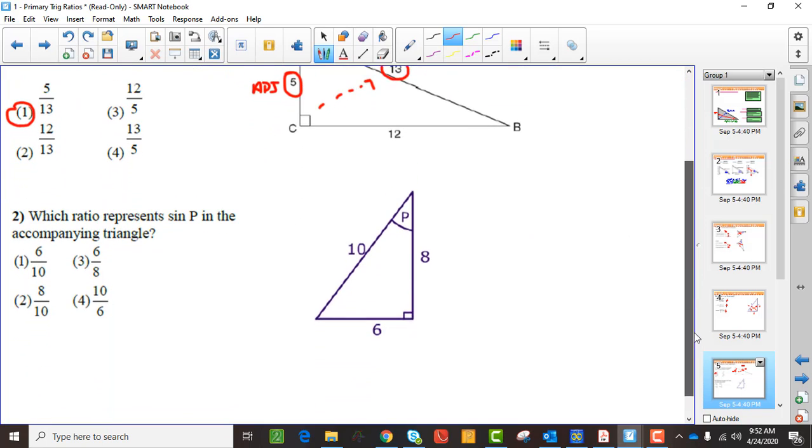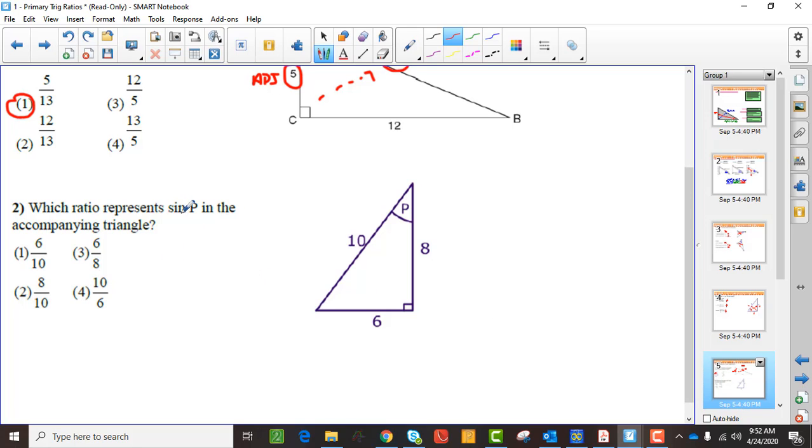If you look at this question, it says which represents sine of P? Sine is the SOH in SOHCAHTOA, so I'm looking for the opposite side to P, which is here, and the hypotenuse, which is across from the right angle. So the sine of angle P is going to be opposite over hypotenuse, which in this case is 6 over 10, and so that's my answer.